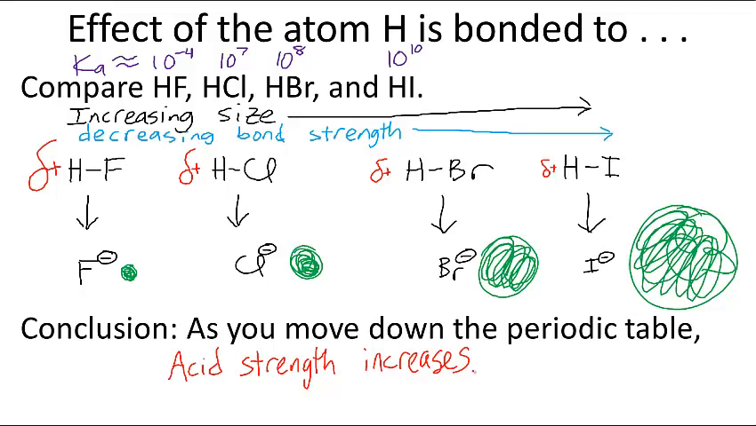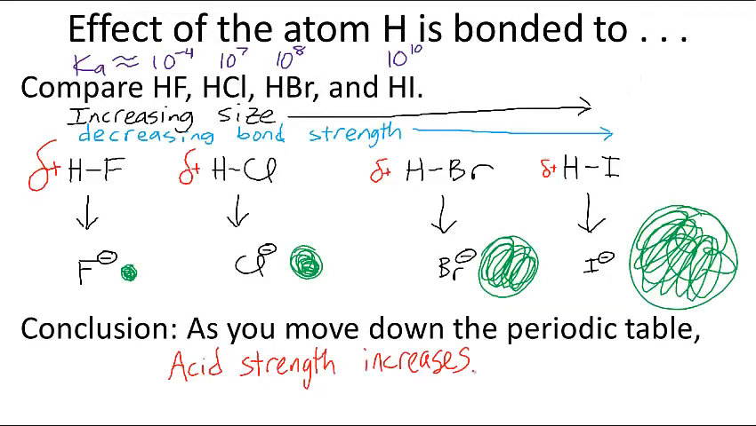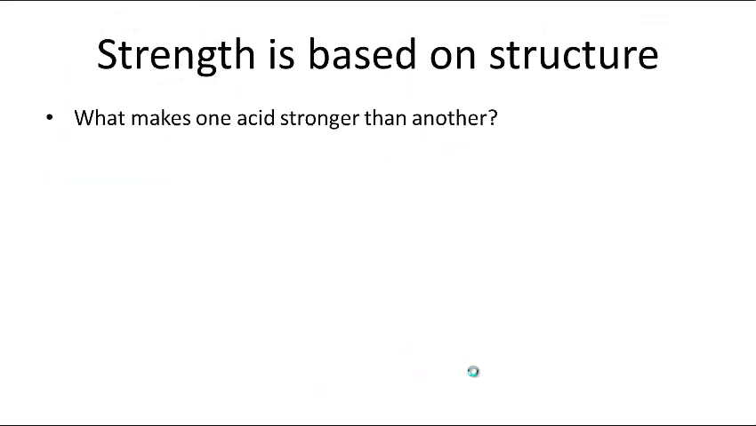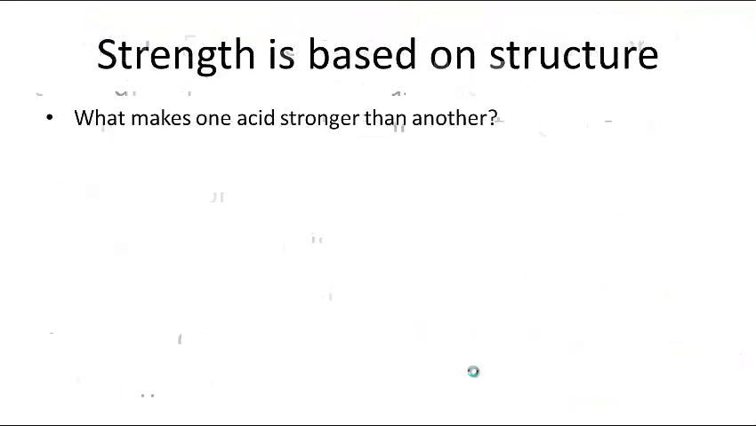All right. So we've seen, if you look at the atom that hydrogen is bonded to, we have a left to right periodic trend and we have an up and down periodic trend. So those are the two trends you want to know. Next thing we said we were going to look at is other nearby atoms.